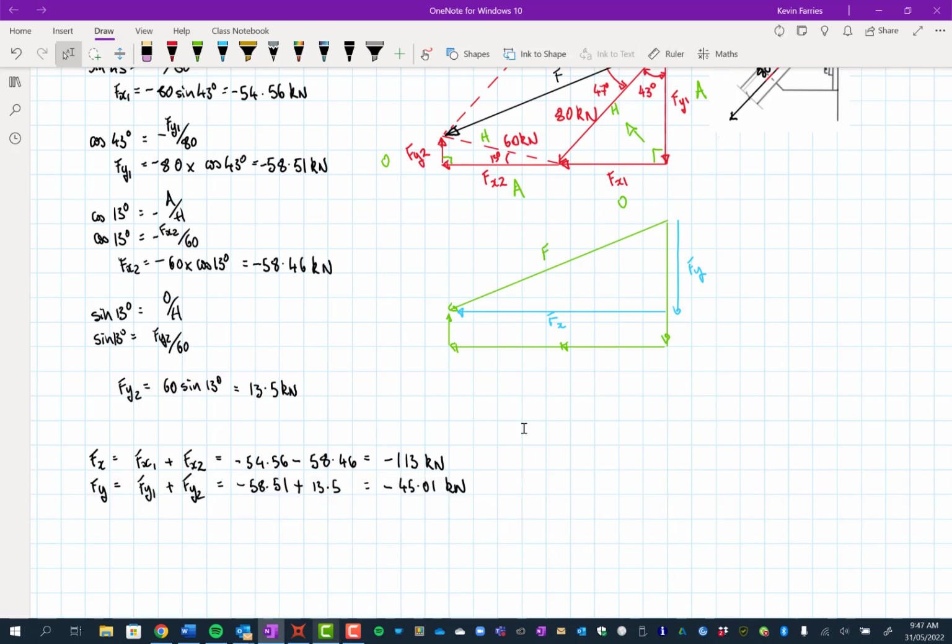Okay, so now we've got these two, we now know what this one equals. And we know what that one equals. And so we want to find the resultant force. So to get its magnitude, we can just use Pythagoras.